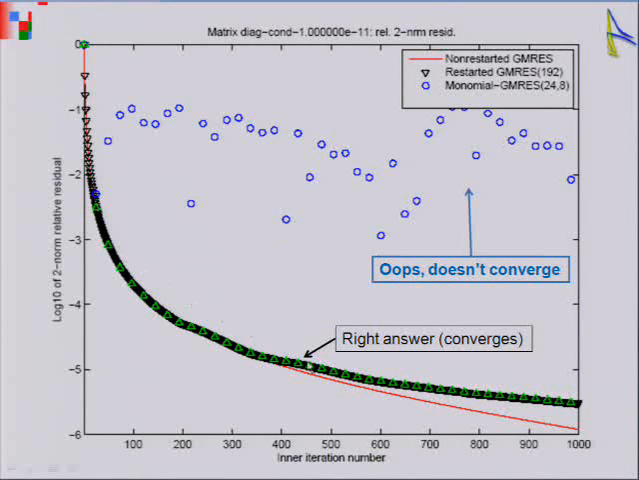The classical algorithm is this black line here, and it's converging. And here's the algorithm that I just told you minimizes communication. And it's not converging at all. And there's a reason for that.